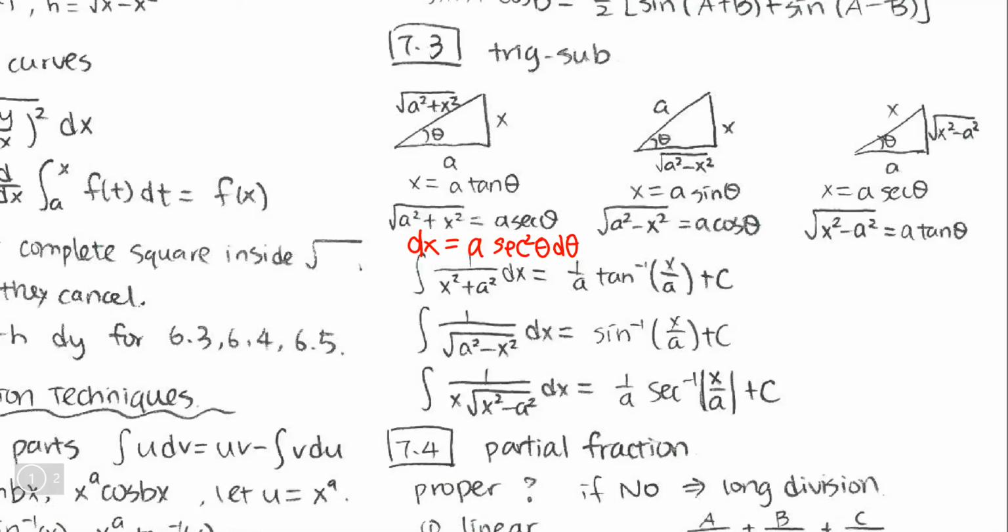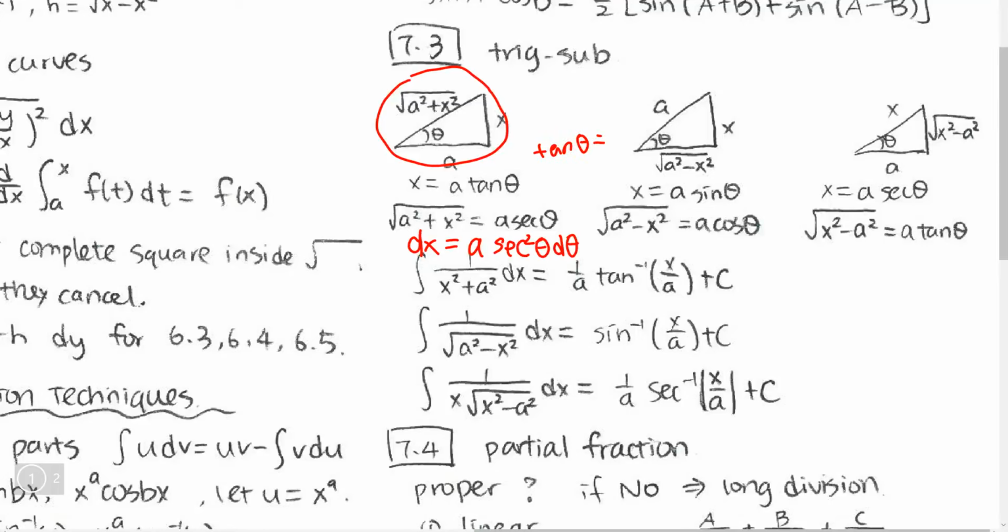After you're done, you have the angle theta, and you want to put the x back. So you draw the picture, this is a triangle. You know tangent theta is x over a. So x is opposite over adjacent, so you put x in the opposite, a in the adjacent. The hypotenuse is going to be the square root of a squared plus x squared.